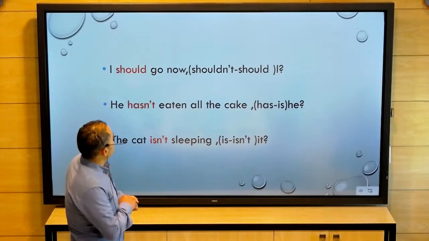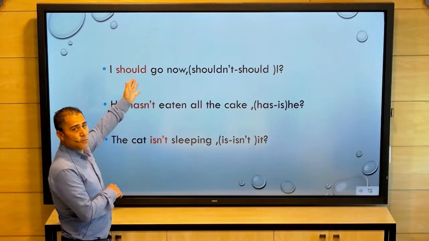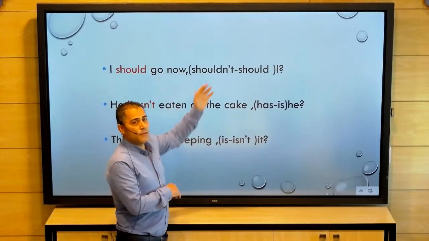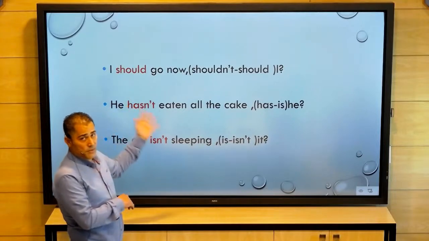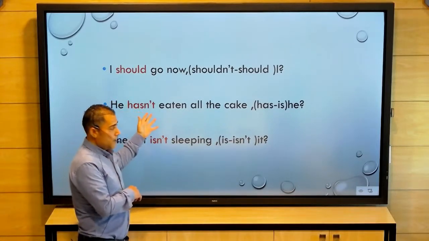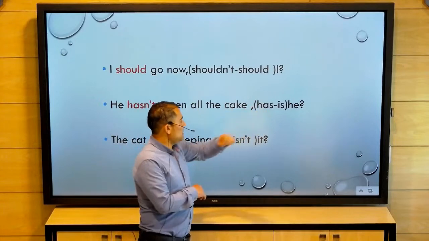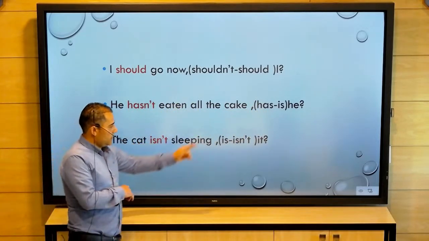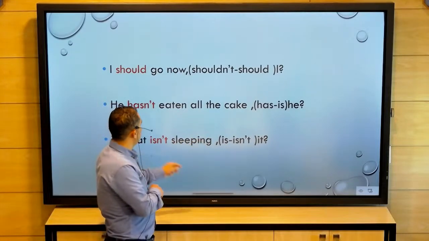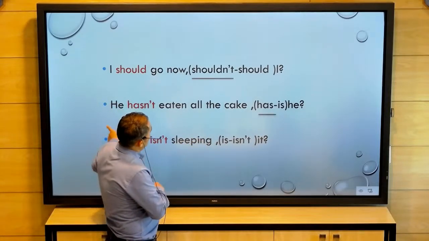I should go now. Here the auxiliary should. Okay, we'll put it in the negative form. Shouldn't I? He hasn't eaten all the cake. Here hasn't, a present perfect. It's an auxiliary verb. We will go with has he, not is he. The cat isn't sleeping. Isn't is in the negative. We will take it with the positive. Is it? As you can see.